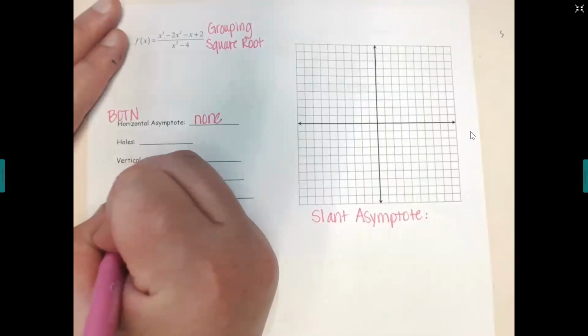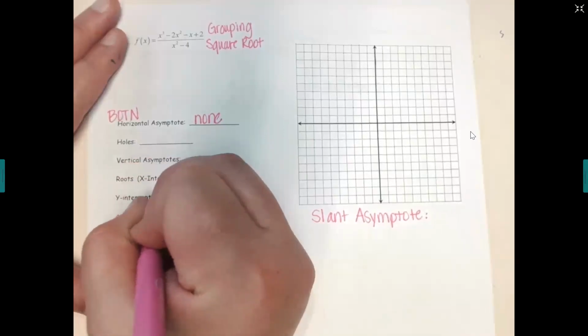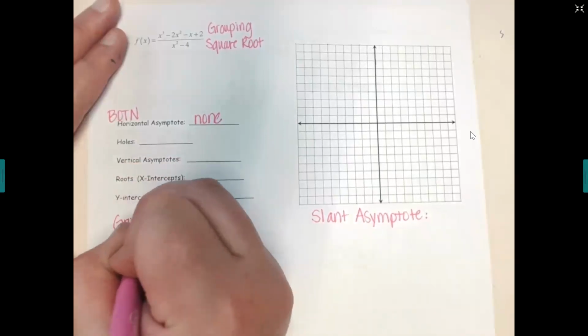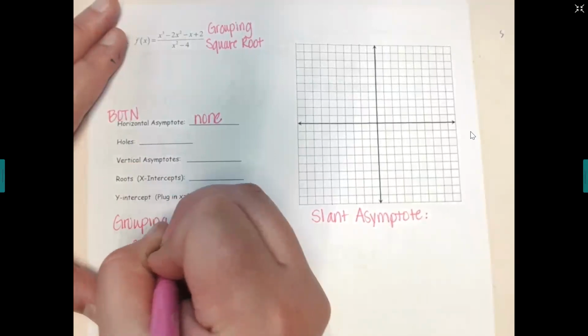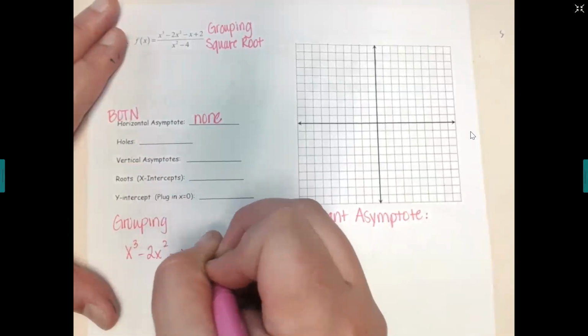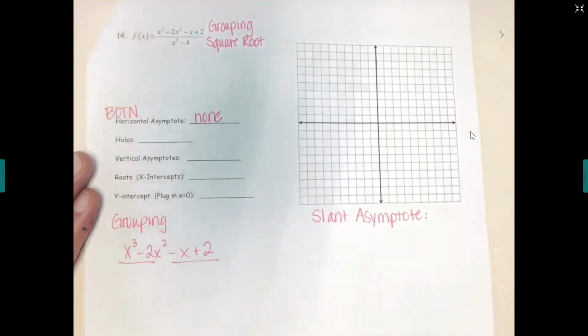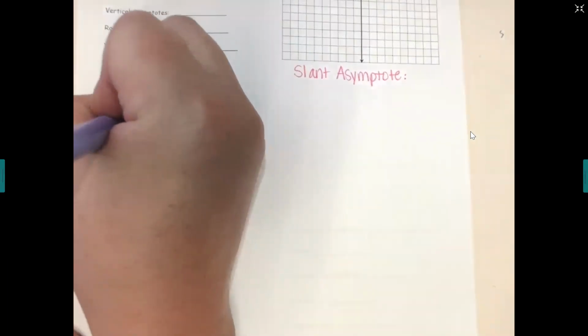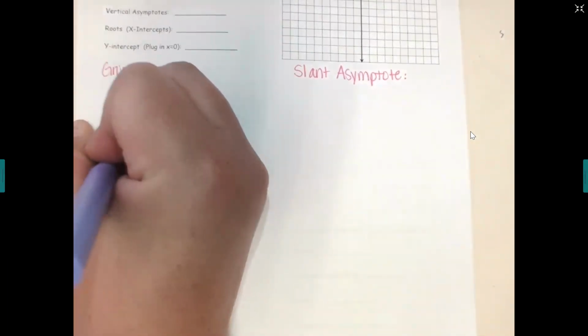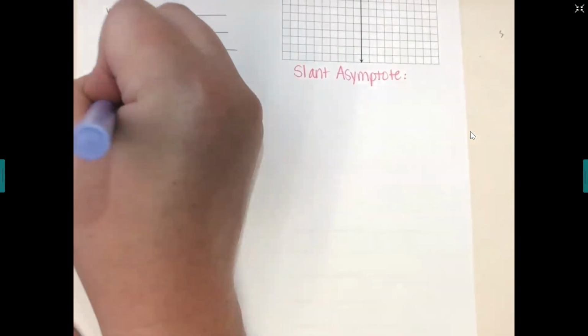So for grouping, remember you are going to group the first 2 terms and the last 2 terms. And then look for what they have in common. So I just rewrote the problem down there to do grouping on it. What can we take out of that first group? Okay, x squared. When the x squared comes out, what's left over? X minus 2.